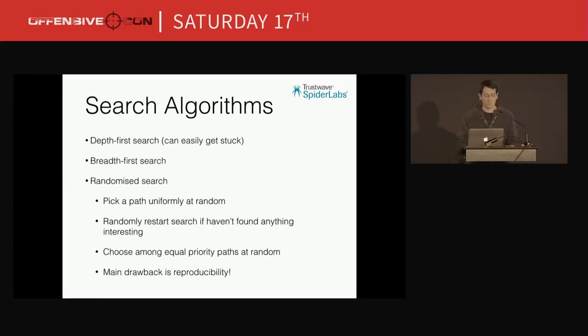There's also randomized search, where you just pick a path at random. You can set a random timeout, and just restart the path if you don't find anything interesting. Or you could set a priority for each path and then choose paths at random among paths with the same priority. The only downside is really reproducibility if you do it that way, but that can be easily solved with pseudo-randomness if you keep the seed value.